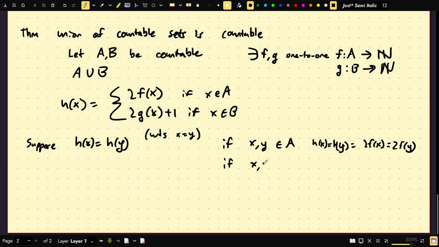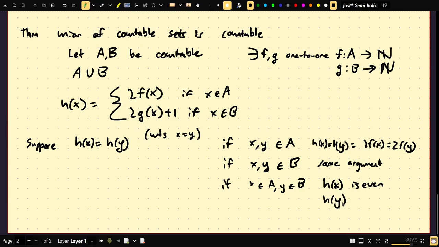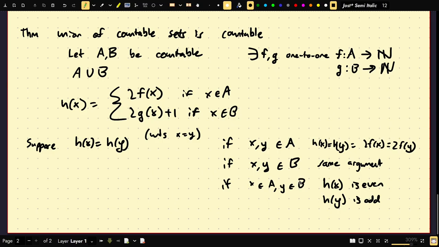So if x, y are in B, same argument, right? If x is in A and y is in B, then h of x is even, h of y is odd. So how can it be both even and odd? This could never happen. It'll never be the case that h of x equals h of y. So therefore, the union of two countable sets is countable.